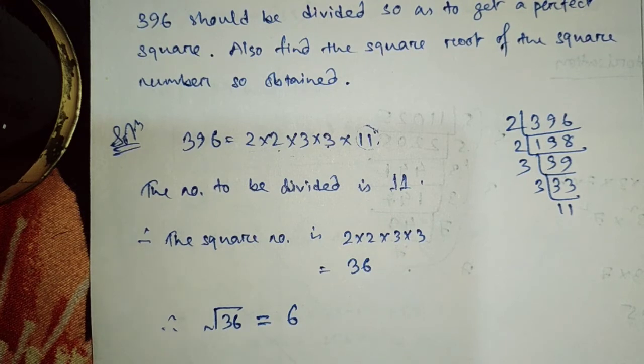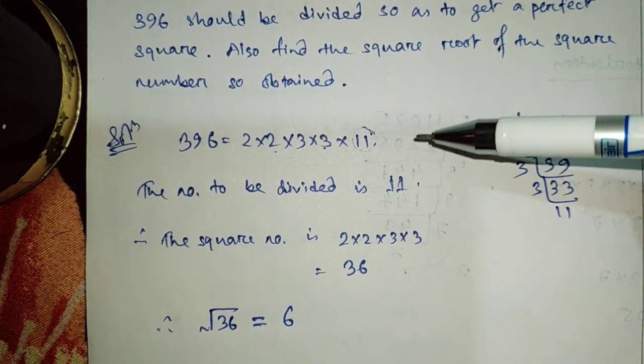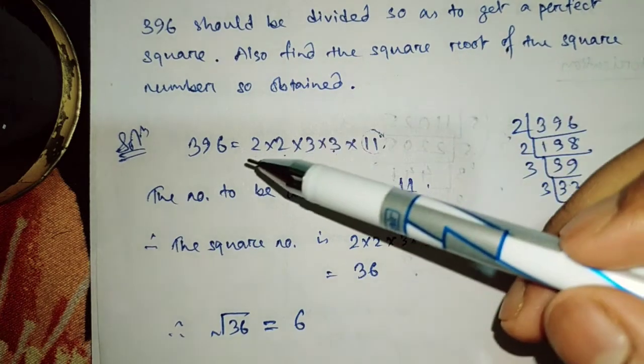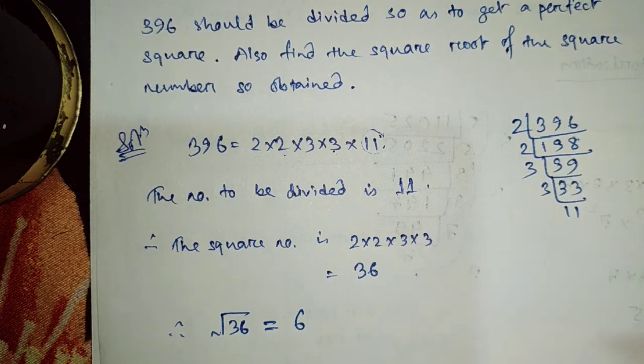Okay, in the earlier case, the case of multiplication, we multiplied to make pairs, and in this case we have divided or removed to make pairs of numbers so as to get a square number. So I hope you have understood the concept that we have discussed in this video. If you have any doubt, you can watch this video again, or you may ask me also. Okay, thank you.